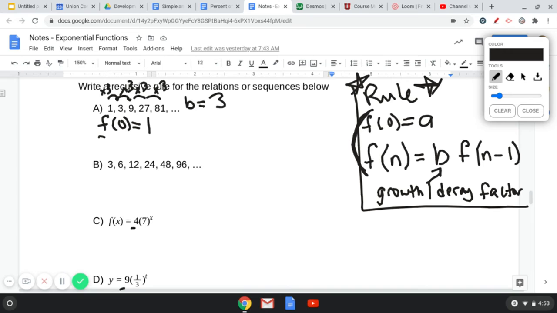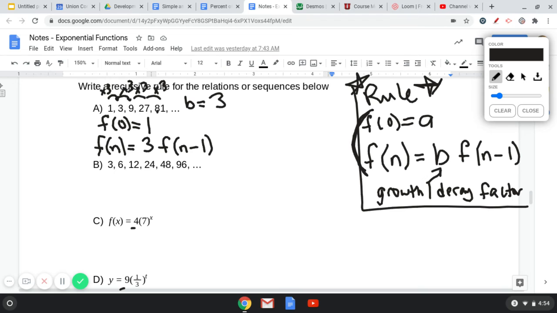So class, all this means is we're going to write f of n, or x, equals our growth factor times our previous term, which is just f of n minus 1. That's just what this means. This means to find f of n, we're going to take 3 times the previous term. So for example, to find 81, which is f of 0, 1, 2, 3, 4, f of 4, we're going to take 3 times the previous term, which is 27. To find 27, which is f of 3, we're going to take 3 times the previous term, which is f of 2. You see where we're going here?